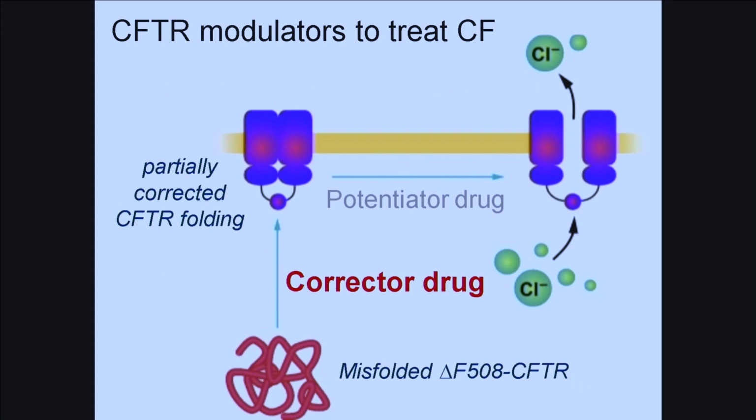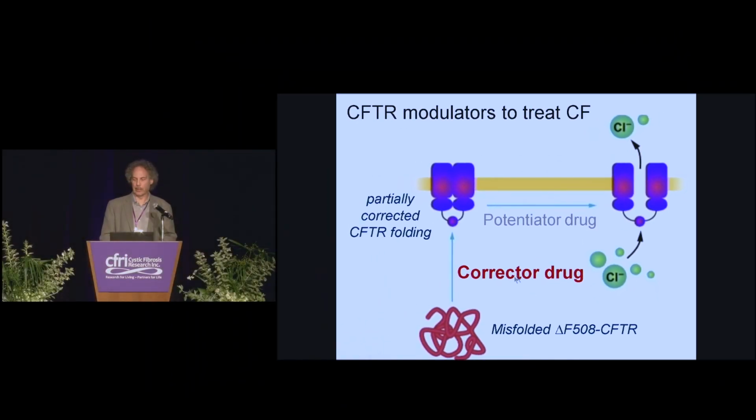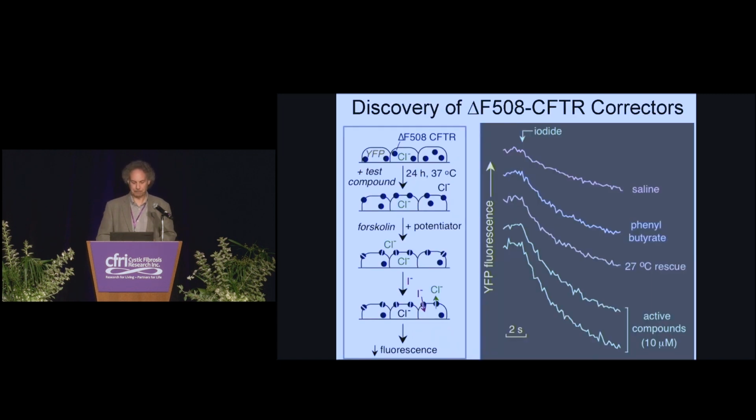But the more challenging thing, I said potentiators are very easy to find and work very well, but more challenging is the identification of a corrector. And the reason is to correct the mistrafficking, the misfolding of CFTR, we fundamentally affect many cellular processes. It's not simply binding to CFTR and opening it, which is what a potentiator does. Correctors have to do something more complicated, and what they do is probably very cell type specific. That is, a corrector that works well in the lung may not work so well in the GI tract.